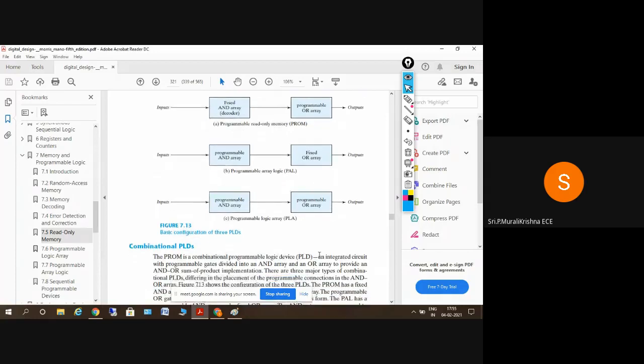It is an integrated circuit with programmable gates divided into an AND array and an OR array. So we'll be having AND arrays and OR arrays. A decoder is nothing but an AND array. Whenever I want to implement any circuit, I use a decoder and OR gates, right? What is the meaning of decoder and OR gate? The decoder is constructed with the help of AND gates only, a series of AND gates. Yes or no?